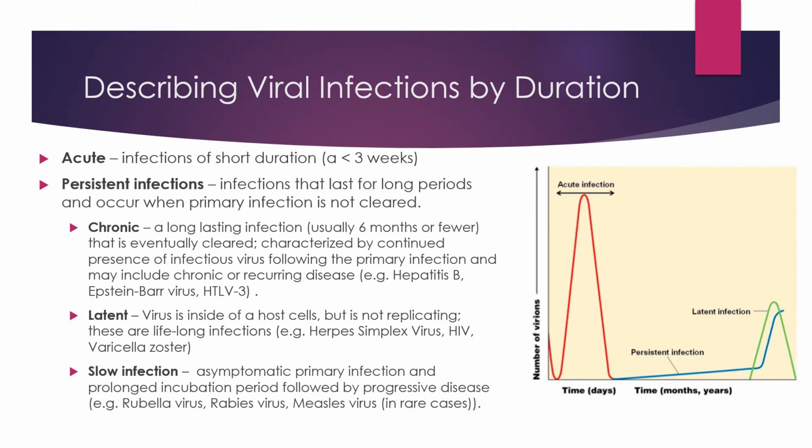We can describe viral infections in terms of their duration, that is, how long the infection lasts. The first type of infection is called an acute infection. These infections are primary infections of short duration, usually lasting a few weeks or a couple of months at the longest. When we say primary infection, we're really referring to the first time that you come in contact with a particular pathogen and get sick. So these are primary infections that don't last very long.